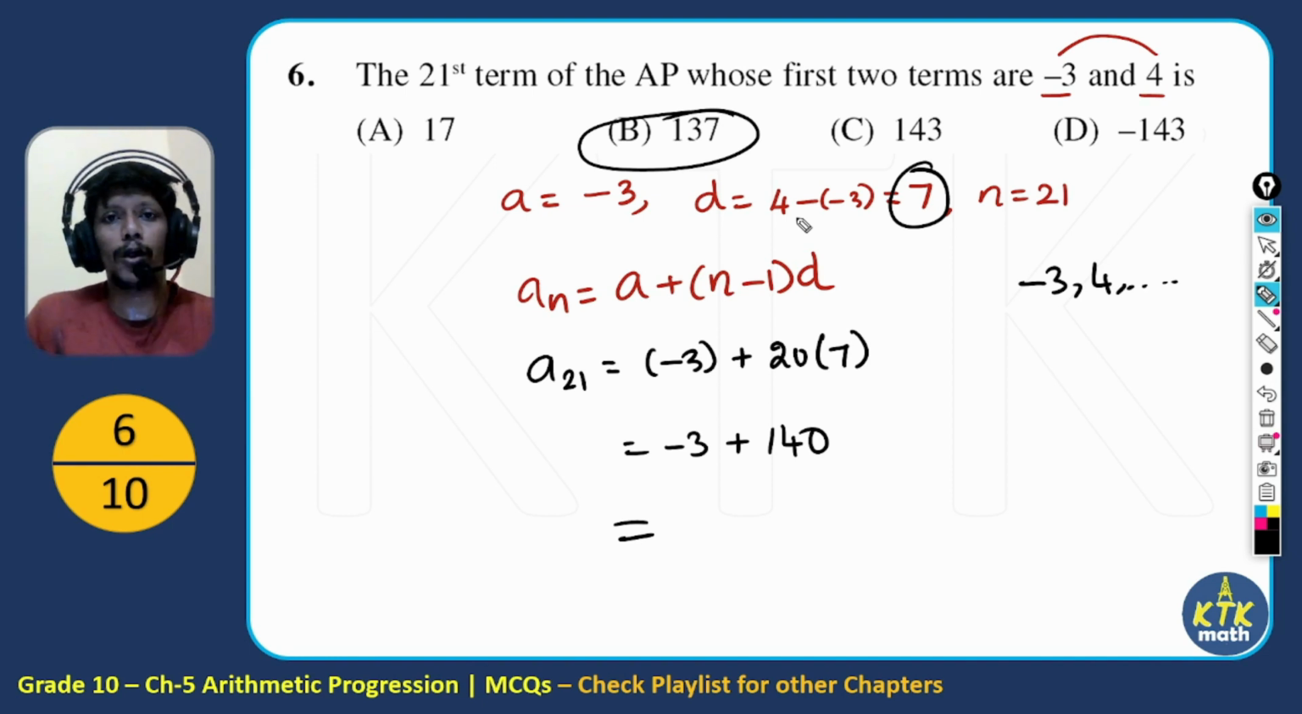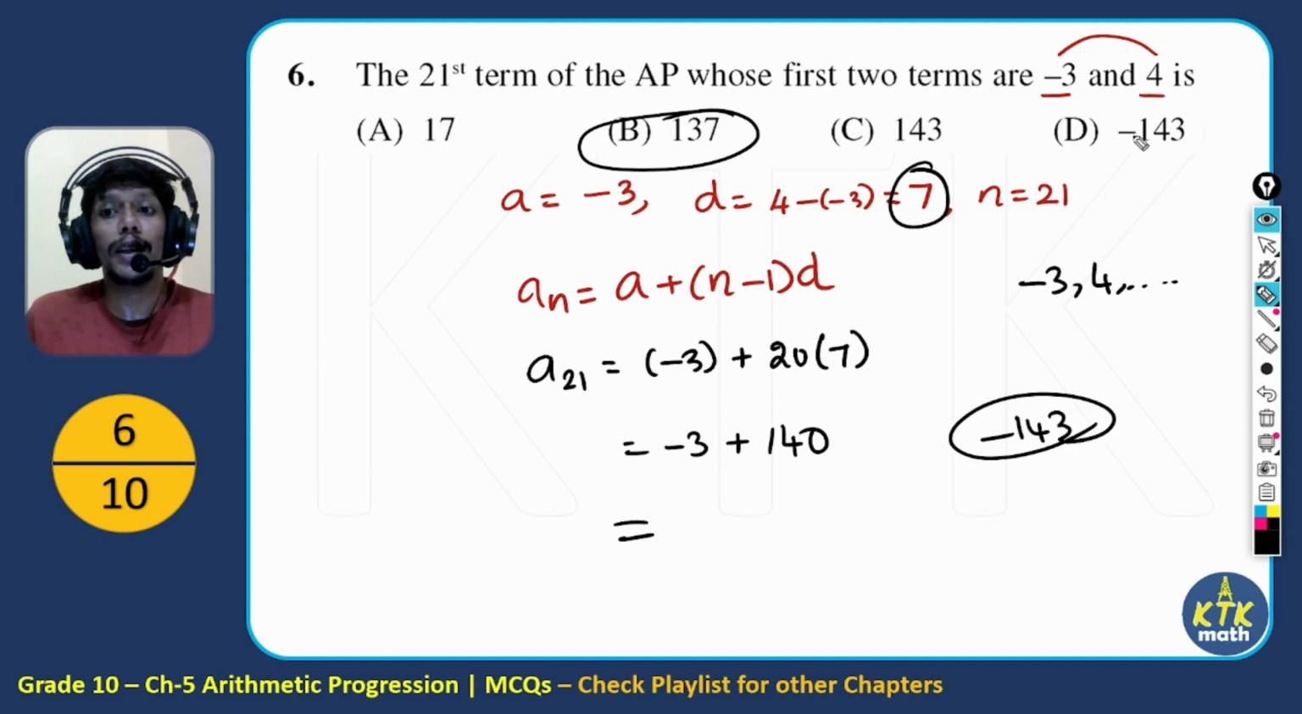Why I am saying this is, if instead of 7 you use -7, you will get a wrong answer. What would be your answer? Your answer will be negative 143. That is also there in your options to confuse you. So be careful in solving that. Okay, now let us go to the next question.